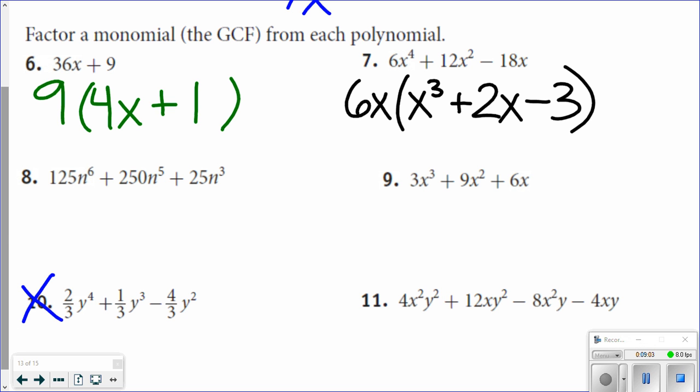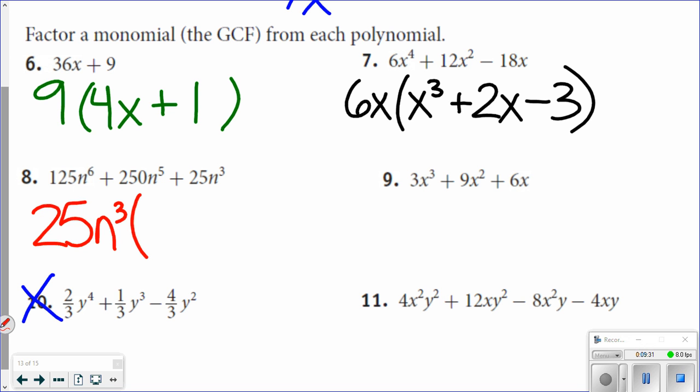Go through and try 8, 9, and 11 if you haven't done it already. 25 is the smallest of these 3 numbers, and when I checked, it works. It goes into 125 and 250. And then I have n to the 6th, n to the 5th, n cubed, and so the smallest is n cubed.